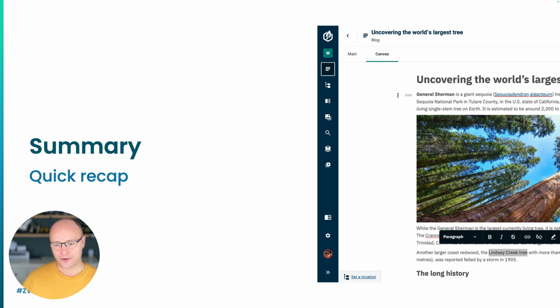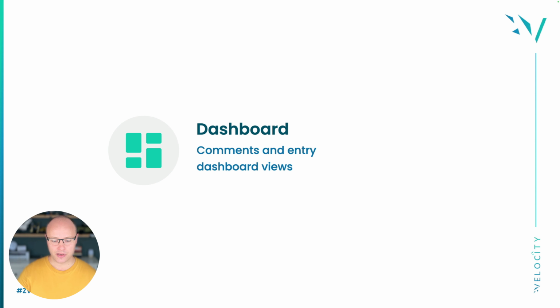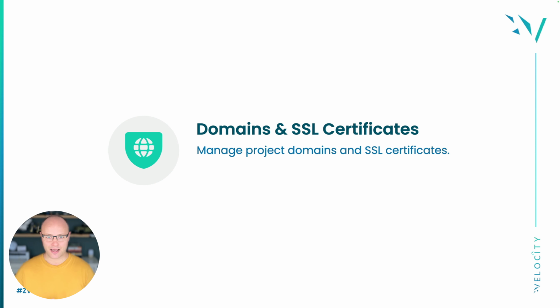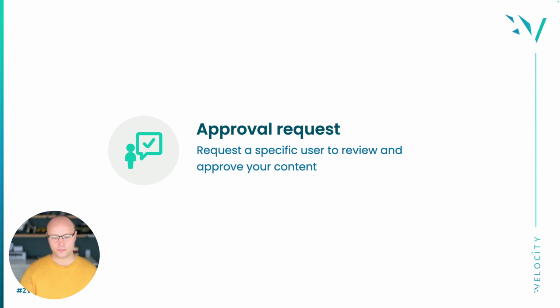So let's do a quick recap on Contensis 16 and what we've been hearing today. We're going to be introducing a new canvas editor, a modern structured rich text editor with easy navigation and formatting. Contensis 16 will include the dashboard with the comments and entry dashboard views. We're going to introduce actionable email notifications. You're going to see domains and SSL certificate management within the Contensis interface, and the improvements to content approval, approving your own content, as well as requesting approval from specific users.